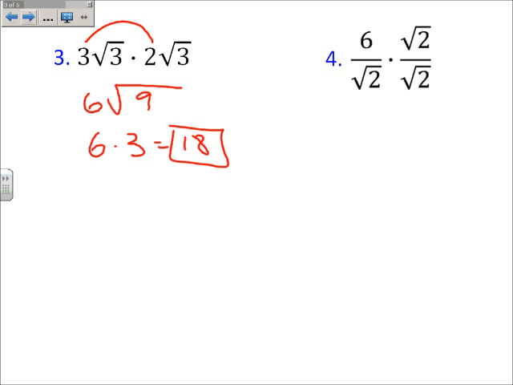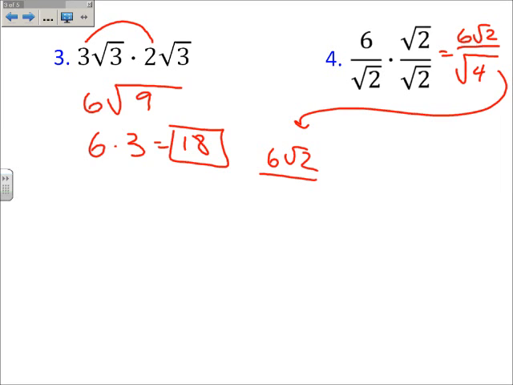Okay, now this next one's a little more complicated. 6 times root 2 is 6 root 2, and the square root of 2 times the square root of 2 is the square root of 4. Okay, I'll rewrite that down here. 6 root 2 over the square root of 4. Now, the square root of 4 is equal to 2. Now 6 over 2 simplifies to be 3 over 1, and I got 3 root 2, which is a simpler form.